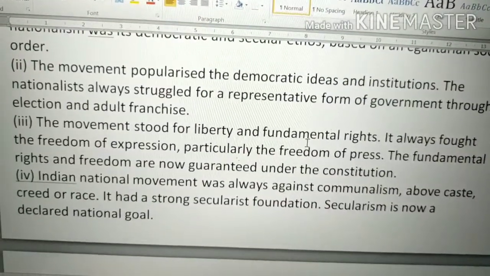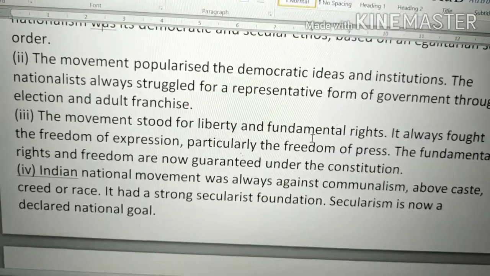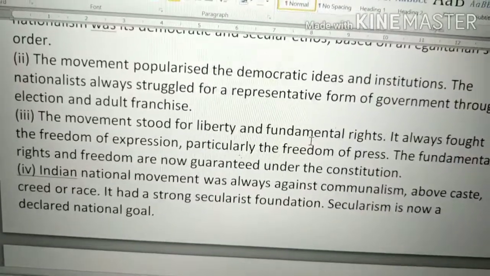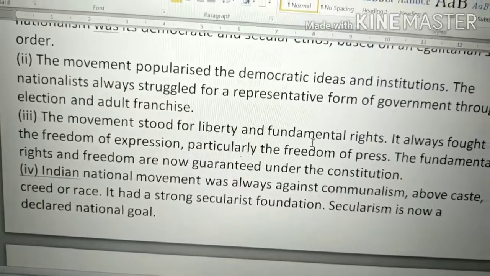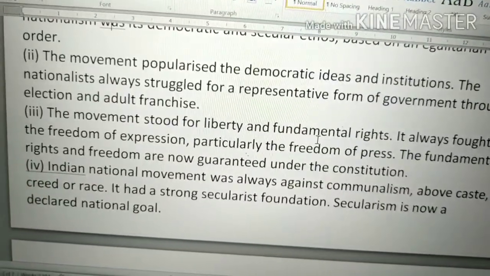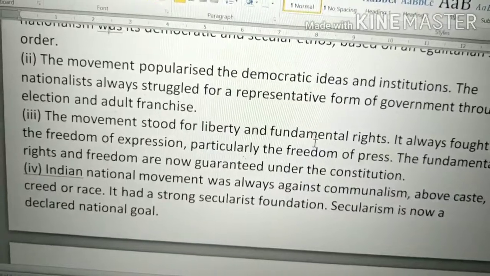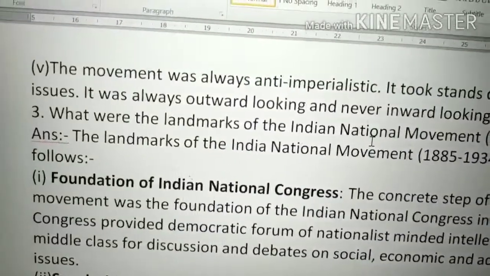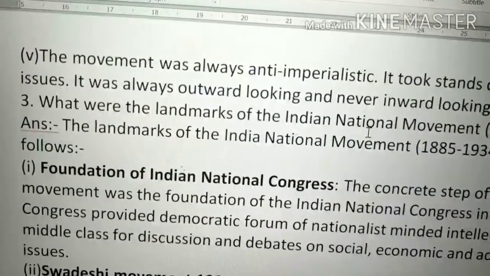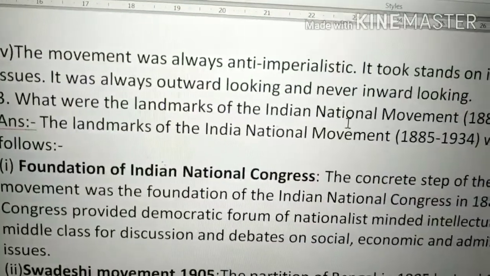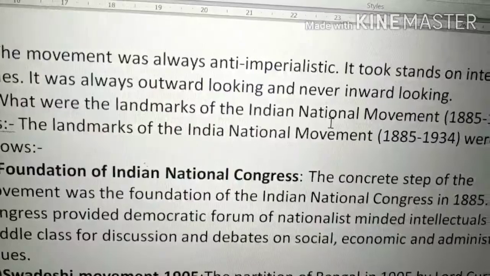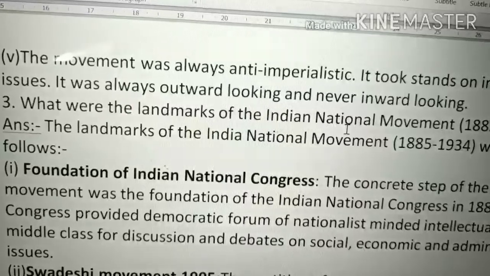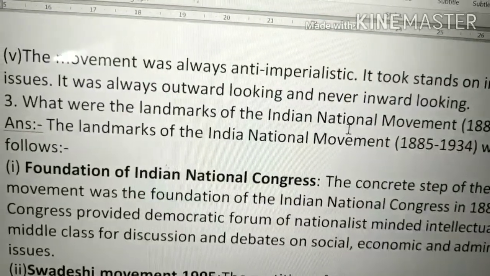Number 4. The Indian national movement was always against communalism, above caste, creed, or race. It has a strong secularist foundation. Secularism is now a declared national goal. Number 5. The movement was always anti-imperialistic. It took a stand on international issues. It was always outward-looking and never inward-looking.